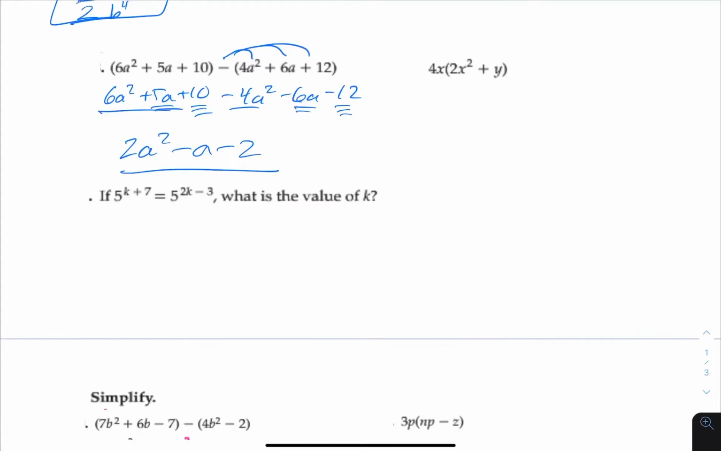Over here we just want to distribute, so you multiply. 4x times 2x would be 8x cubed, plus 4x times y is 4xy.